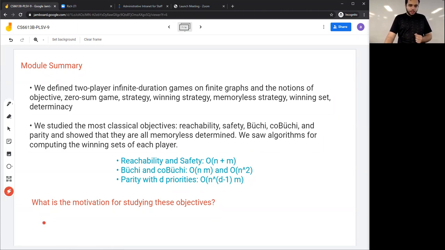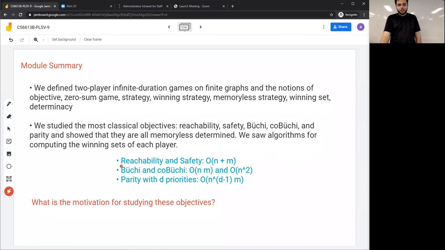Now, a question that comes to mind is, what's the motivation for studying these objectives? Why did we even bother? The simplest case is reachability and safety. The motivation for studying reachability is that you can consider the states of the game as being states of your program, and you want to see if you can reach some bad state if your program has a bug. And safety is, of course, its dual. You want to see if you can prove that the program never reaches a bad state.